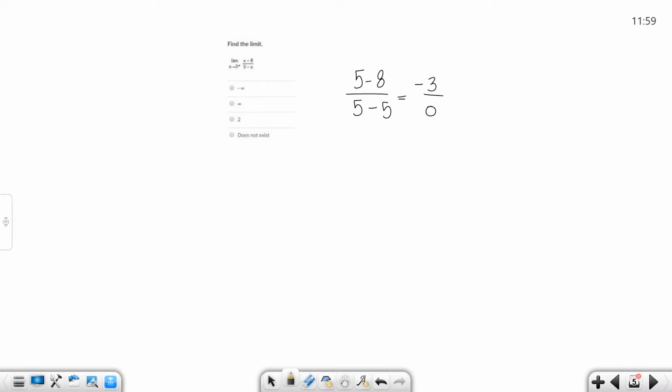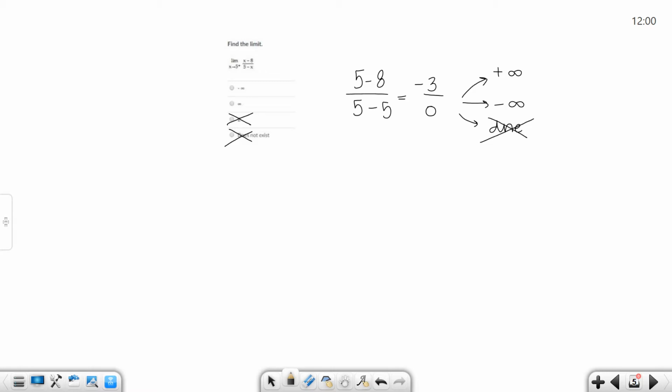Now a number over 0 means that you're either going to have positive infinity, negative infinity, or does not exist. That means as we approach 5, the graph is either going straight up or straight down. In a one-sided limit, as this one is, you don't have to worry about them matching because you're only looking at one side of it. So what we will do in this possibility is it's got to either be positive or negative infinity. Okay, so it's one of the two that are left.